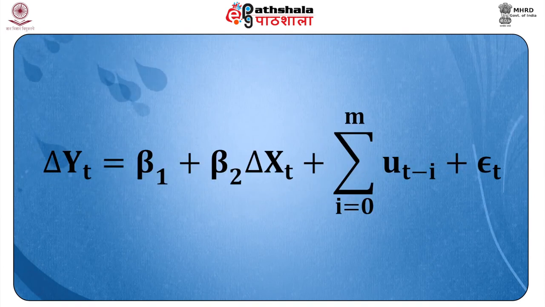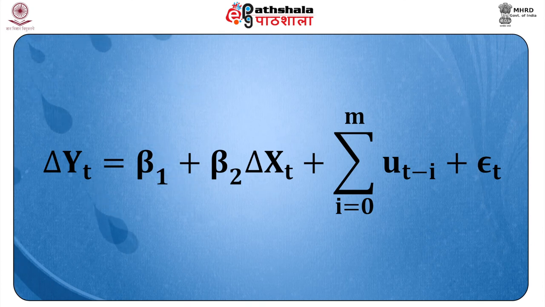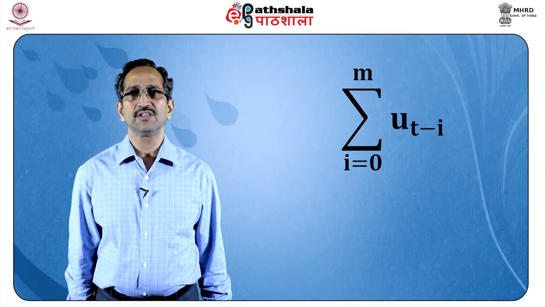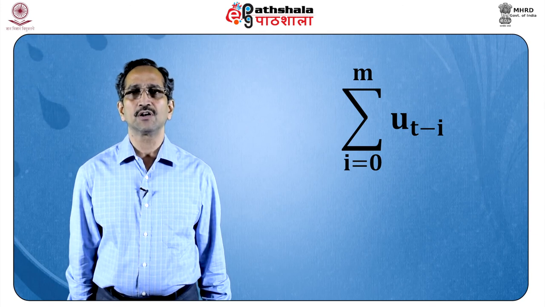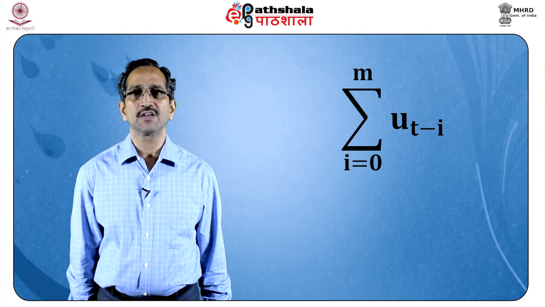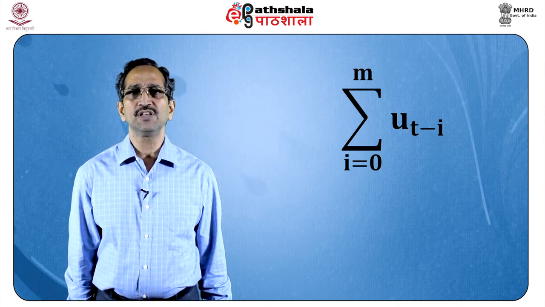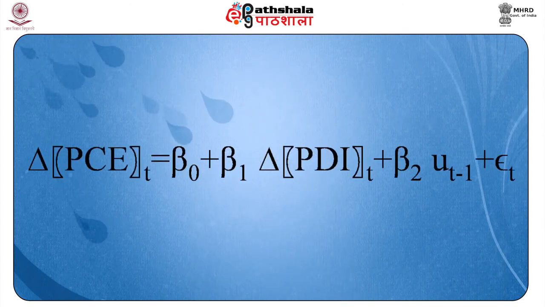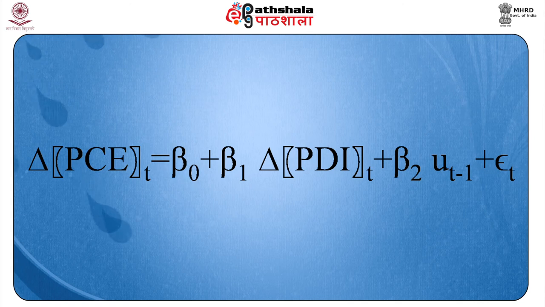So we have seen that if the two series are co-integrated, then according to Engle-Granger theorem, there exists an error correction mechanism, which could be represented as follows, where we can write delta yt equal to beta 1 plus beta 2 delta xt plus summation mu t minus i plus epsilon t. The summation of mu t minus i runs from i equal to 0 to m. Here we need to correct the expression due to the existence of disequilibrium and reach the initial point of equilibrium. So the term mu t minus i ranging from 0 to m is the term which is to be corrected for. So let us try to understand this process by using an example.